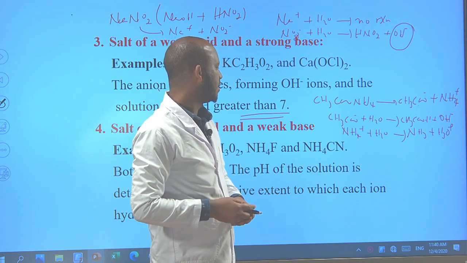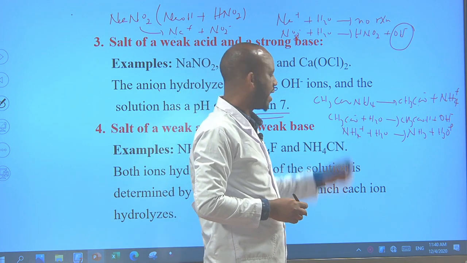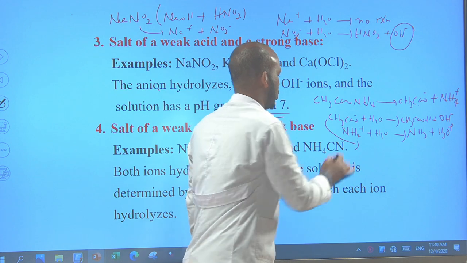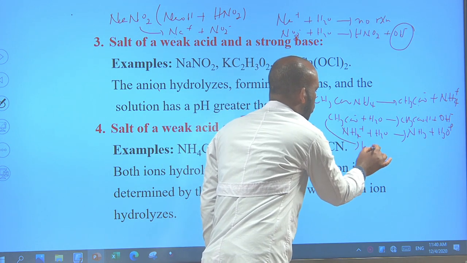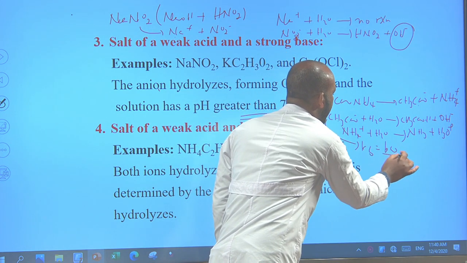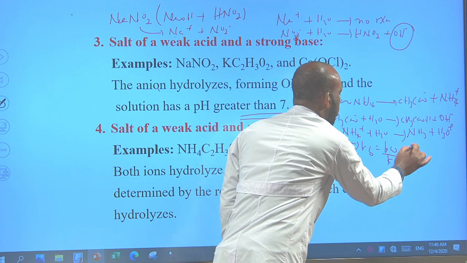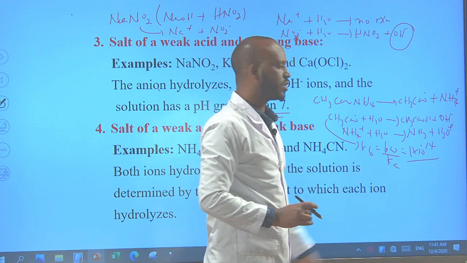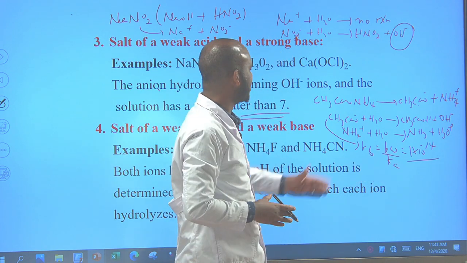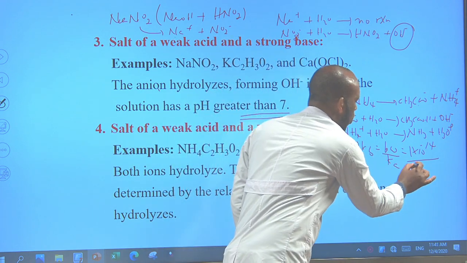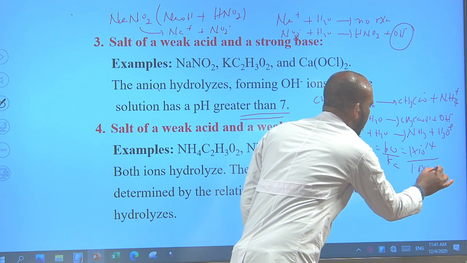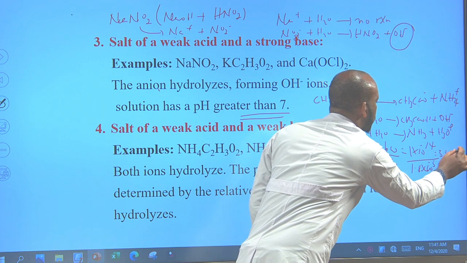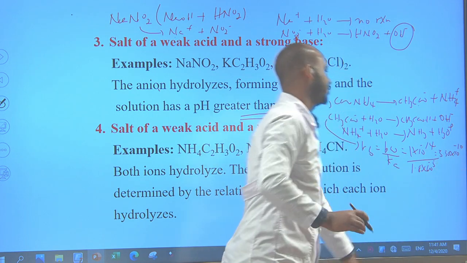Now, the dissociation constant of this base, which is the conjugate base of the weak acid, acetic acid: K base equals K water divided by K acid. K water is 1 times 10 raised to minus 14, divided by K acid of the parent acid, acetic acid, whose dissociation constant is 1.8 times 10 raised to minus 5. This gives 5.56 times 10 raised to minus 10.